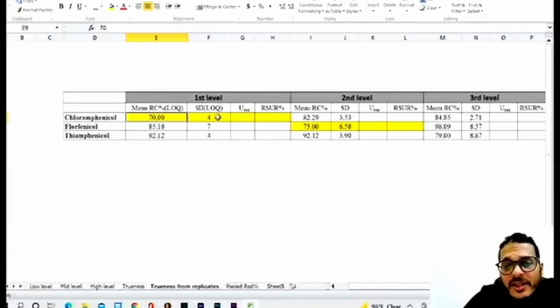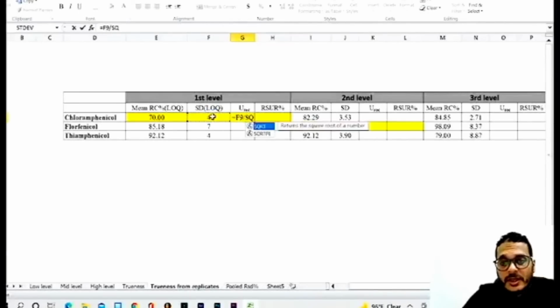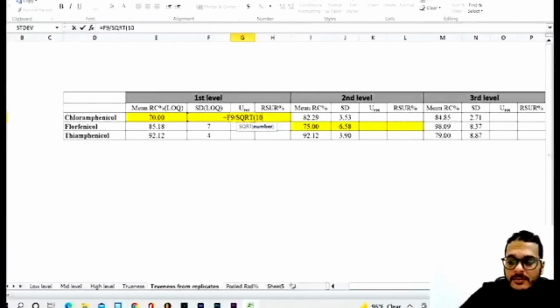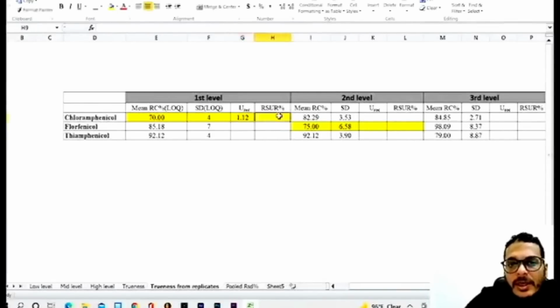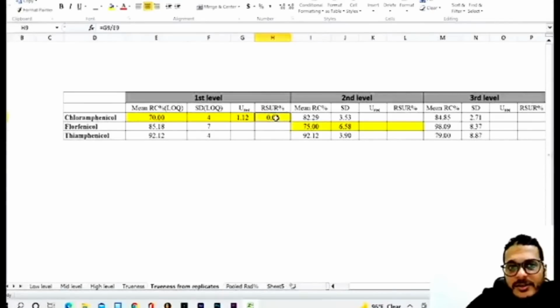In front of this recovery you will find a standard deviation equal to 4. So I can select this one to be used to evaluate the trueness. The uncertainty for recovery, or uncertainty due to bias, which is a standard uncertainty, equals the standard deviation from the low level divided by the square root of n, the number of replicates, which is 10. The relative standard uncertainty equals the uncertainty due to bias divided by the average recovery, multiplied by 100.